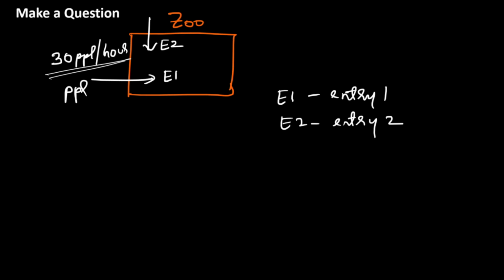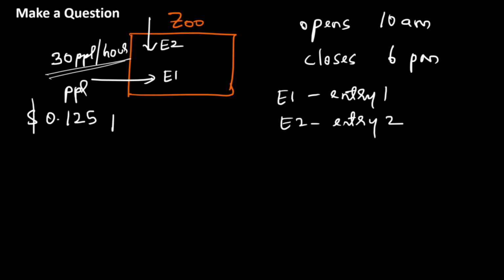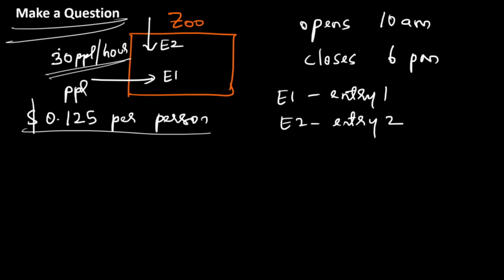Now it's mentioned that the zoo opens at 10 a.m. and it closes at 6 p.m. It's also mentioned that every person who passes through an entry has to pay $0.125. It's a government run zoo, so the costs are very low. Now we need to find out how much money this zoo makes in a day. So that's the question. We have made our own question.